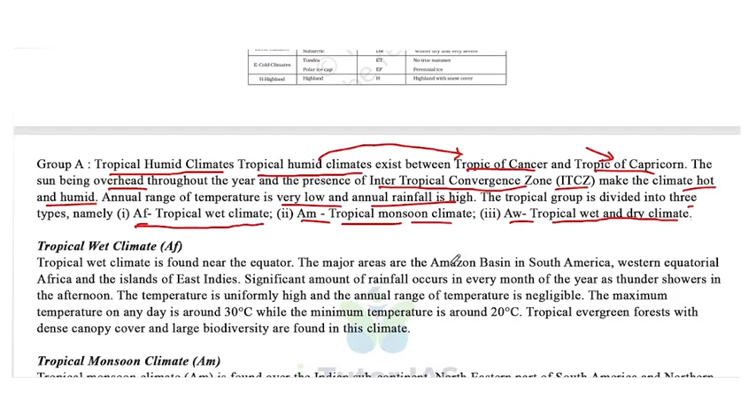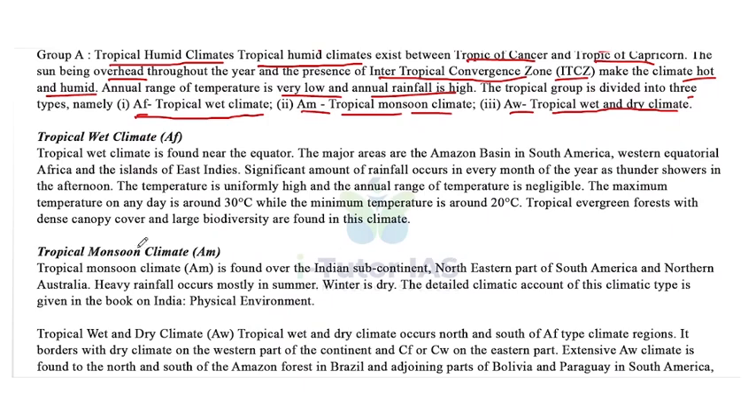First one, tropical wet climate, Af. Tropical wet climate is found near the equator. The major areas are the Amazon basin in South America, Western Equatorial Africa, and the islands of the East Indies. Significant amount of rainfall occurs in every month of the year as thunder showers in the afternoon. The thunder shower is a characteristic of this climate.